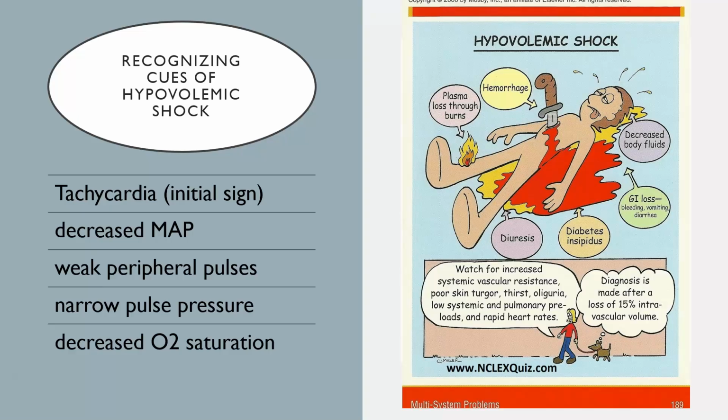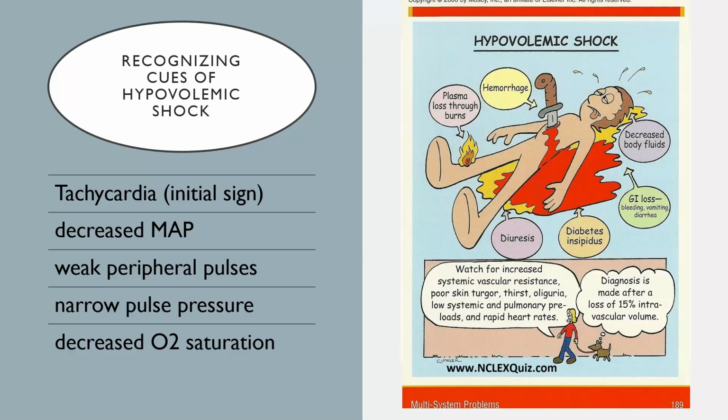So when it's narrow, like a normal blood pressure, 120/80. And if we have a narrow pulse pressure, it is going to be like 100/90. We do not want it to be too close or too far apart, too wide. That just means that the heart's not pumping or relaxing appropriately. And then we also have a decreased oxygen saturation.